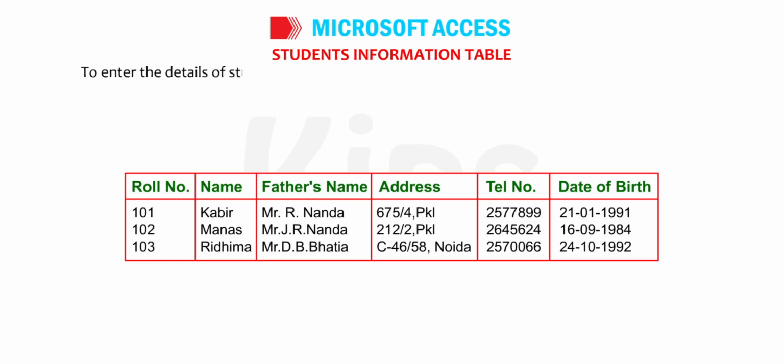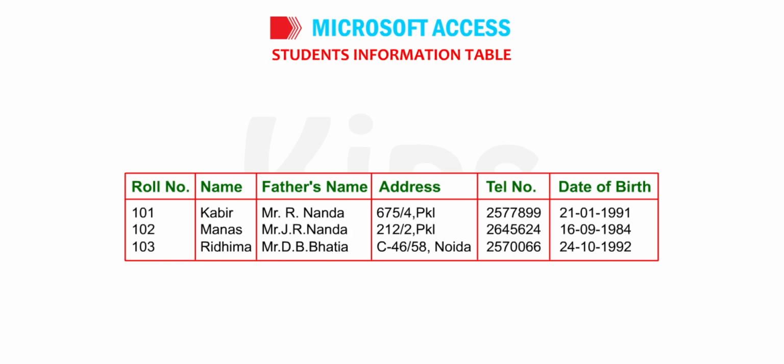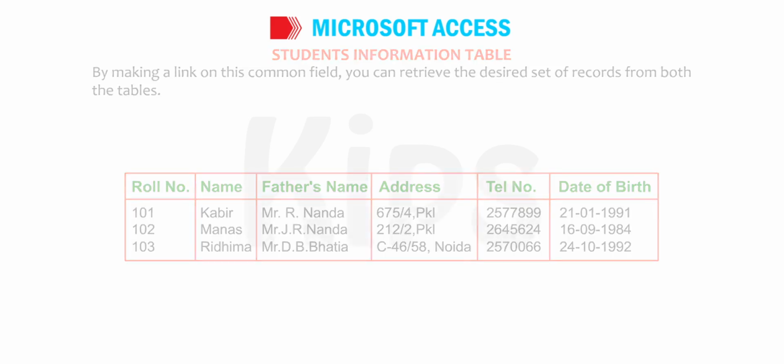To enter the details of students' percentages and grades, you do not have to include all the fields in a separate table, which have already been included in the Students' Information Table. You will take only a common field in the second table. By making a link on this common field, you can retrieve the desired set of records from both the tables.